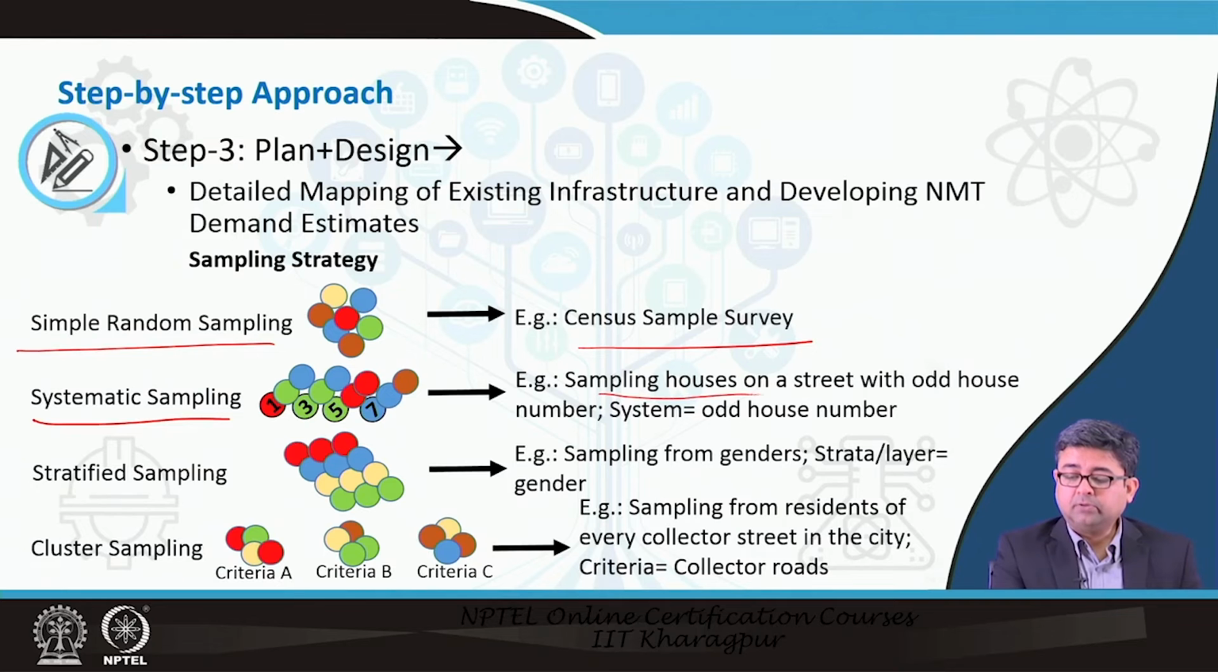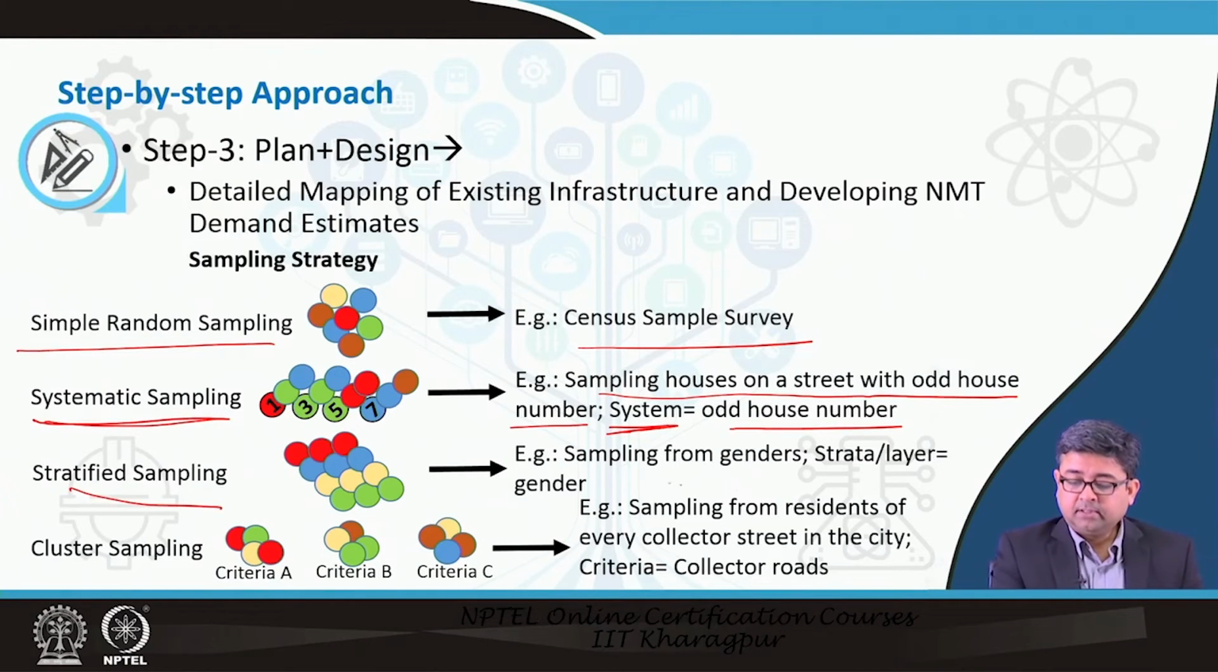You want to sample houses on a street with odd house numbers, right? Every house has a number, so you only want to sample the houses that have odd house numbers. So, that is a system. The system is odd house number. So, you are doing a systematic sampling.